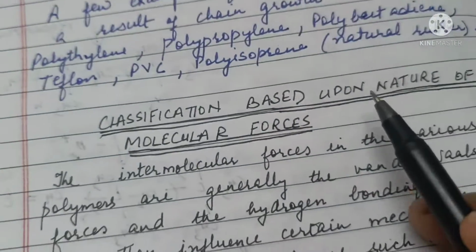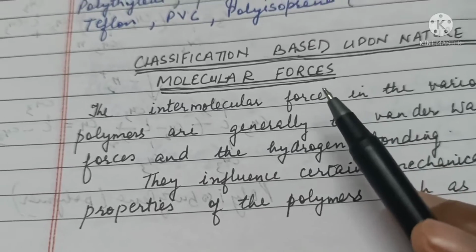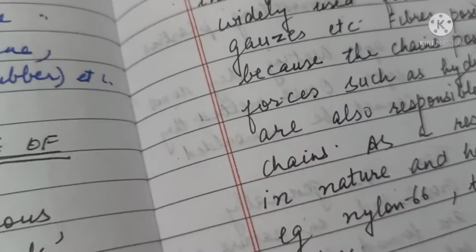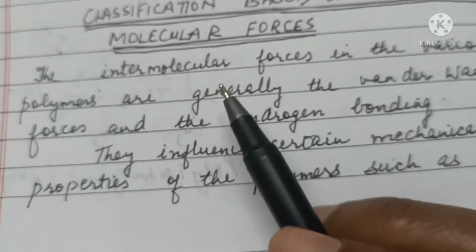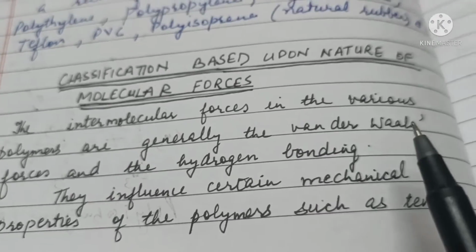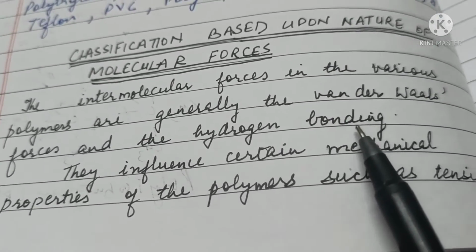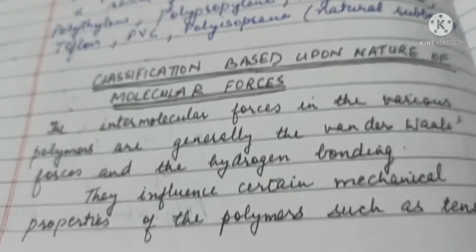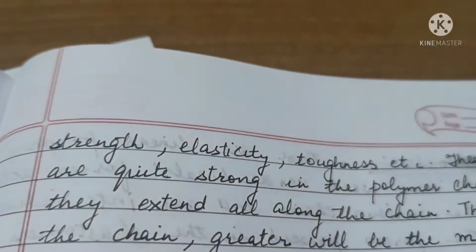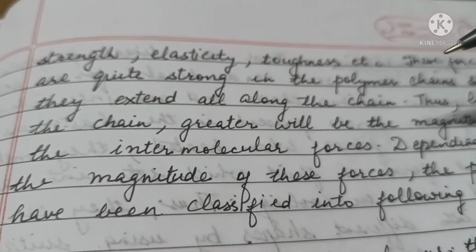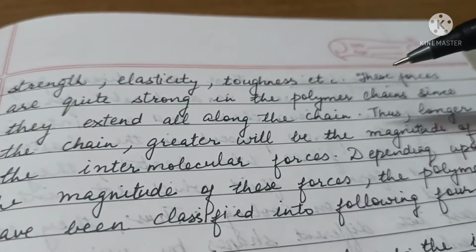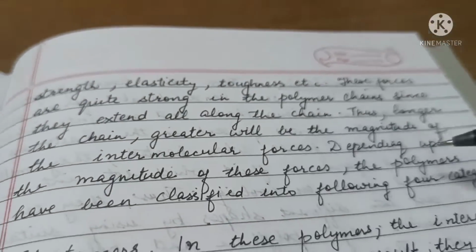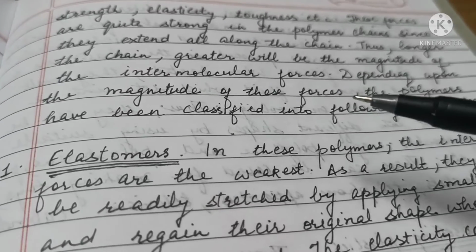Then classification based upon nature of molecular forces. We can classify the polymers into elastomers, fibers, thermoplastics and thermosetting plastics. The intermolecular forces in the various polymers are generally van der Waals forces and hydrogen bonding. They influence certain mechanical properties of polymers such as tensile strength, elasticity, toughness, etc. And these are quite strong in the polymer chain since these bonds extend all along the chain. Longer the chain, greater will be the magnitude of intermolecular forces.